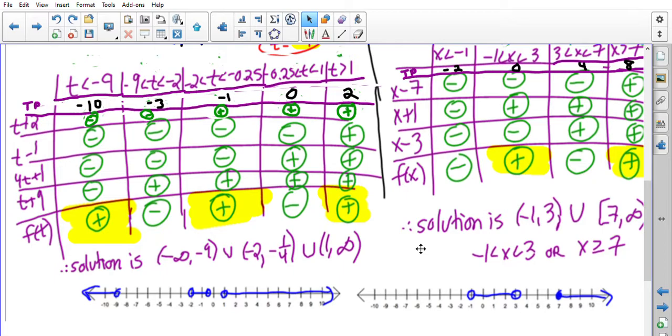Remember, you cannot cancel out denominators with rational inequalities.